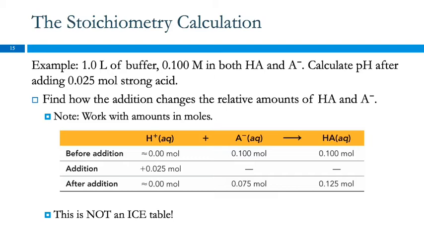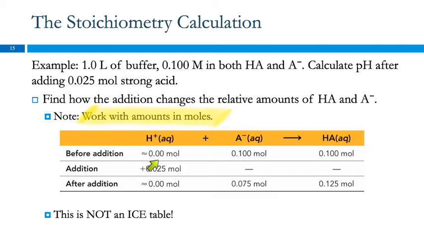Okay, here we're going to look at a liter of buffer, and it starts out being 0.1 molar in both the acid and its conjugate base, and we are going to calculate the pH after adding 0.025 moles of a strong acid to this solution. So the first thing is stoichiometry, finding out how much the addition changes the relative amounts of HA and A minus. And for this part, we need to do this in moles. We can't do this part in molarity. This has to be in moles.